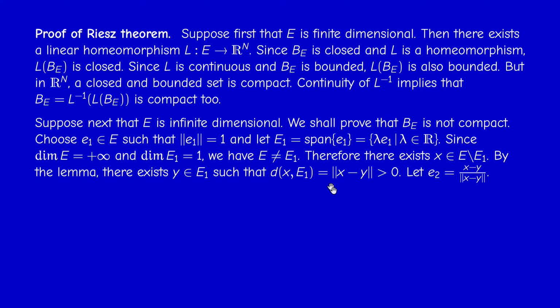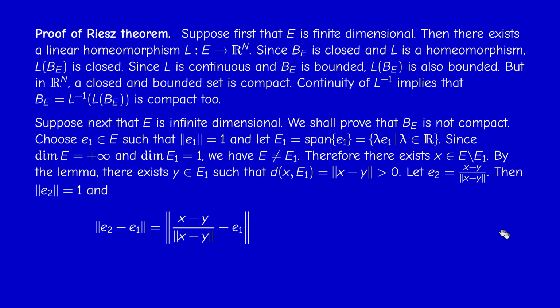So therefore I can divide by the norm of x minus y. And now I let e2 be x minus y divided by its norm. So it's again an element in the unit sphere. Okay? And if I evaluate the distance between e2 and e1 from the first step, just replace e2 by its value.